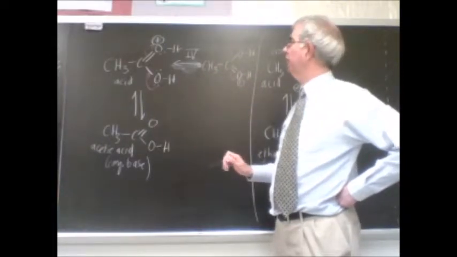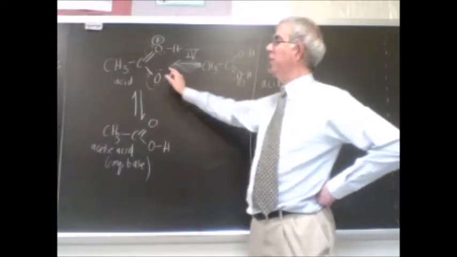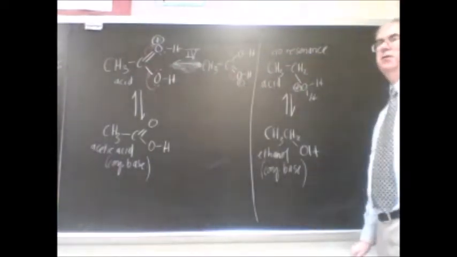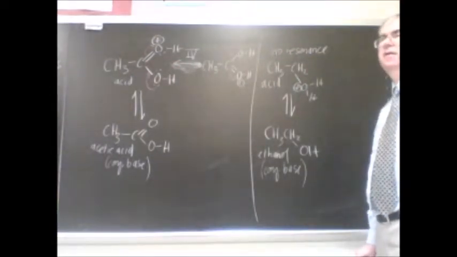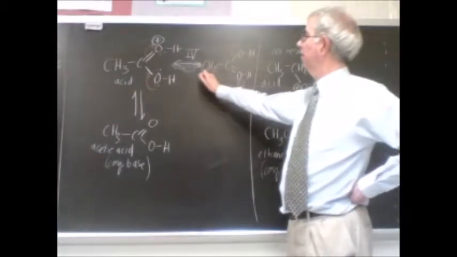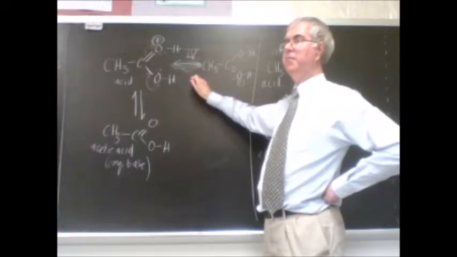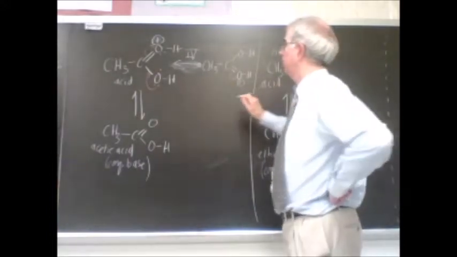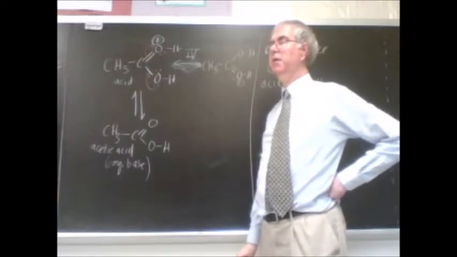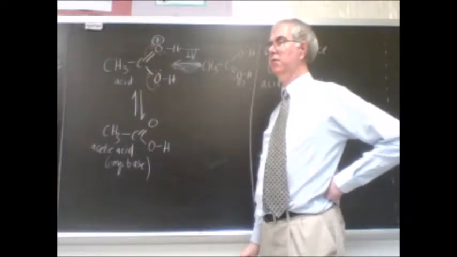So which is going to be more stable, the one that can do resonance or the one that cannot do resonance? The one that can do resonance. Okay, so this is the more stable form than this. So if it's a more stable acid, is it a weaker acid or a stronger acid?